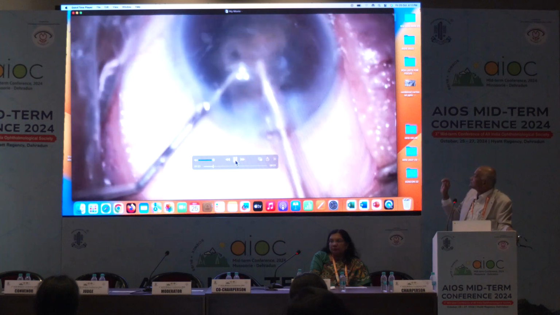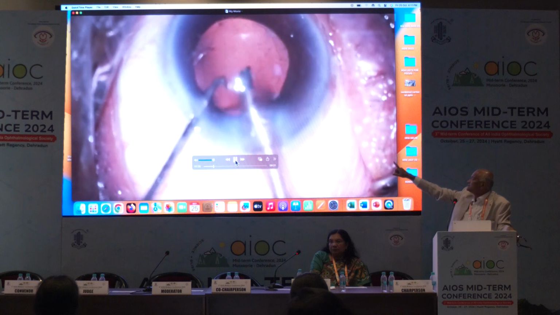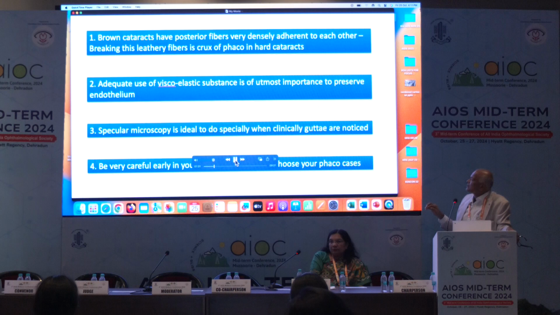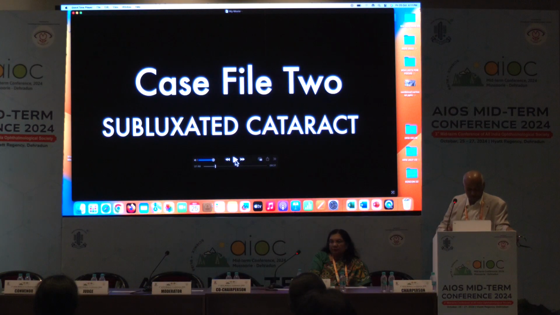See now, you see how I am seeing. So my this one is not moving. Always remember, there are posterior dense fibers, and so you will have to use more visco. Once or twice or thrice, why should we use the visco? We should use the visco not only for protecting the endothelium, but also for protecting our speed.